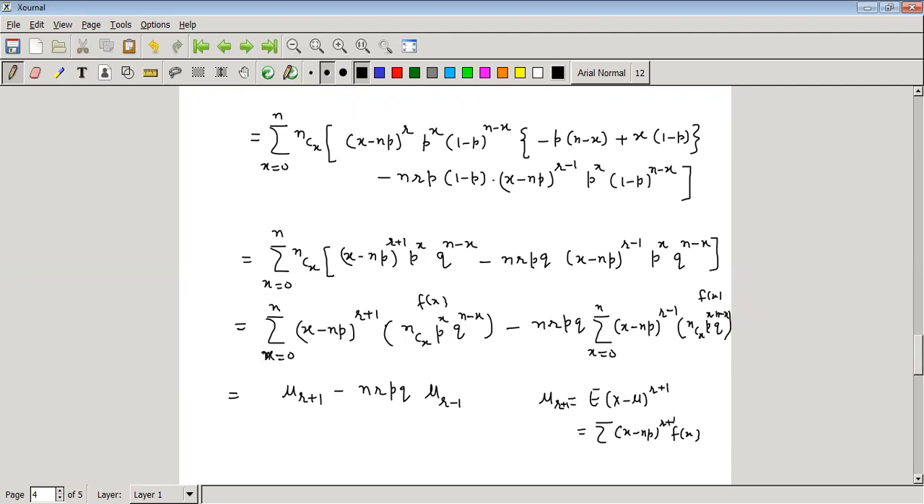So this is the first term, the r plus 1 moment about the mean. And for r minus 1, if we replace r by r minus 1, then we get the expectation of (x minus mu) to the power r minus 1, and here we get r minus 1. So it is the second term. So we can replace all these terms by the r plus 1th moment and the r minus 1th moment. So we get pq d mu r over dp is equal to this.